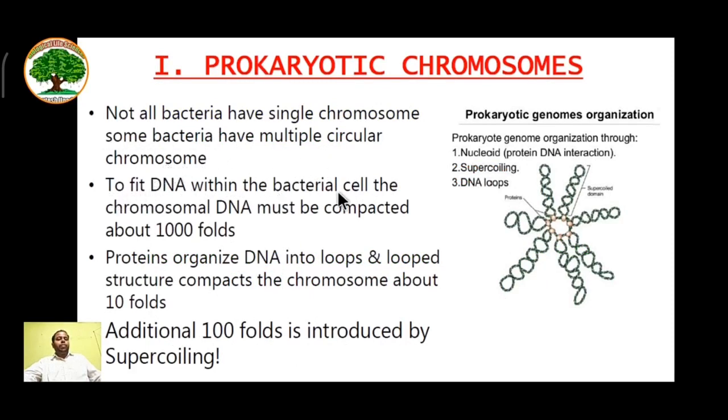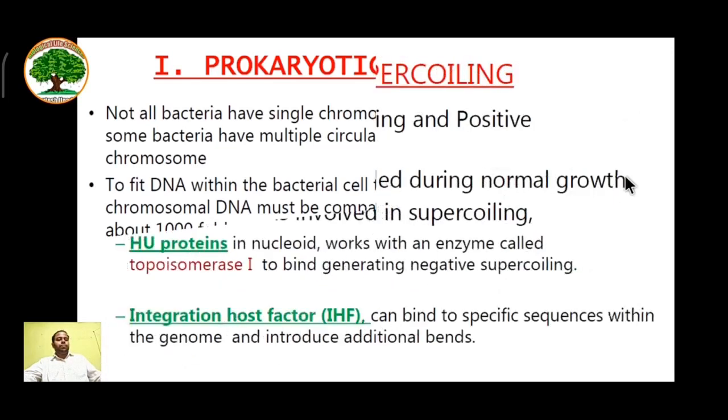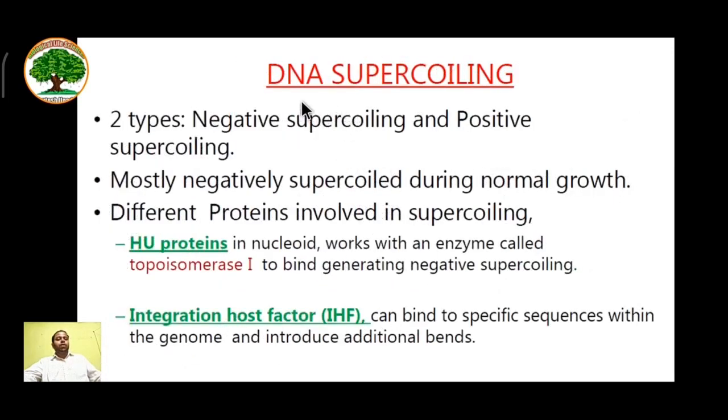To fit DNA into the bacterial cell, the chromosomal DNA must be compactly arranged about 1000 fold. Protein organizes DNA into loops and looped structures, which compacts the chromosome about 10 fold. An additional 100 fold is introduced by supercoiling. So this is continuously supercoiled into the loop form, which forms a DNA like this. In DNA supercoiling, there are two types, negative supercoiling and positive supercoiling.